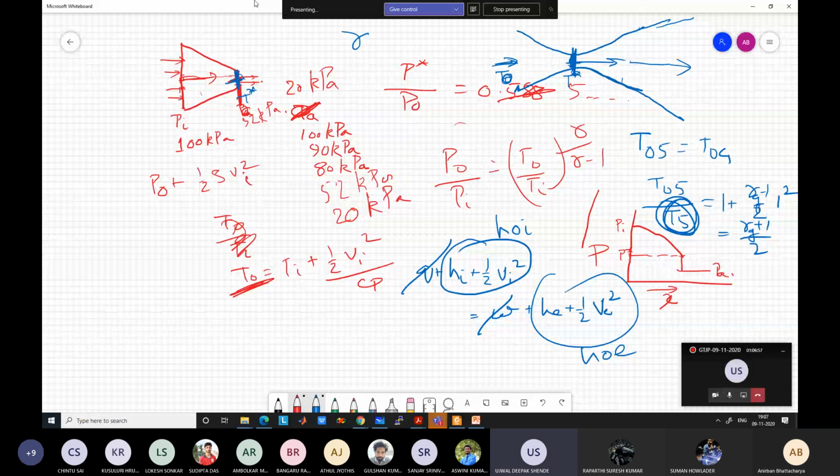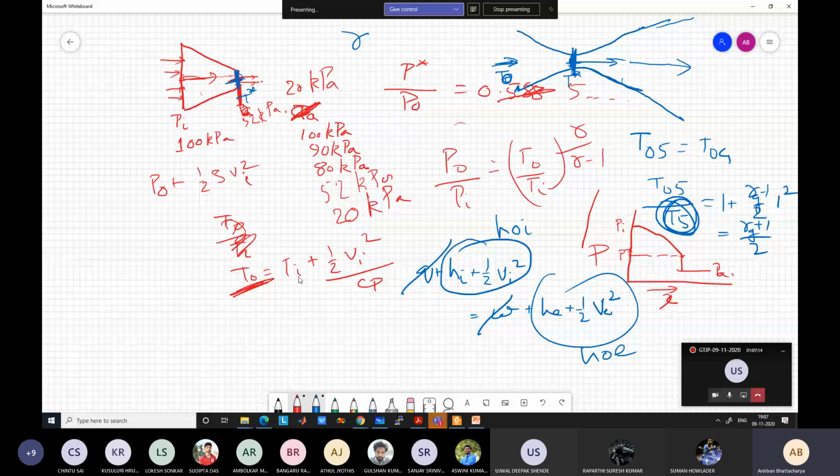Temperature is decreasing in the nozzle. Correct. Temperature is decreasing in the nozzle, right? So speed of sound is highest at the inlet because temperature is highest at the inlet. Otherwise, if temperature is not decreasing, how will the velocity increase?